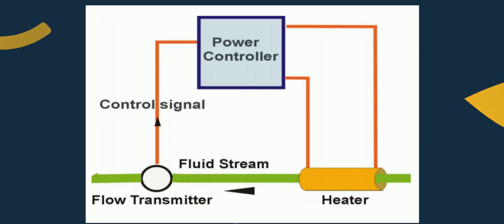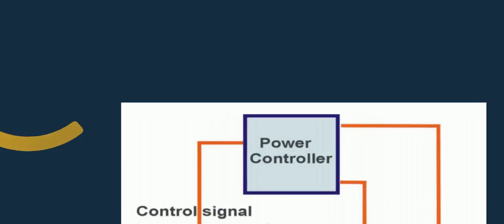Another way that a ratio controller is used is to adjust the power available to heaters in order to attempt to maintain a steady outlet temperature. The flow transmitter measures the rate of the fluid and sends a signal to the power controller. This adjusts the amount of power sent to the heater based on a ratio that has been set. This allows larger flow rates to get the amount of heat needed to increase their temperature if the stream is increased due to an earlier upset in the process.